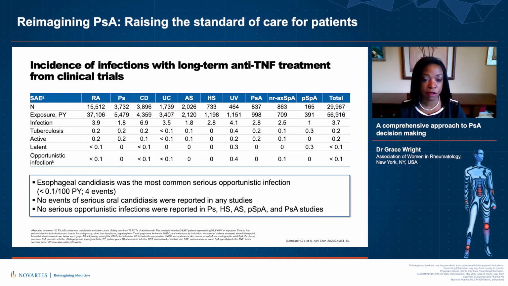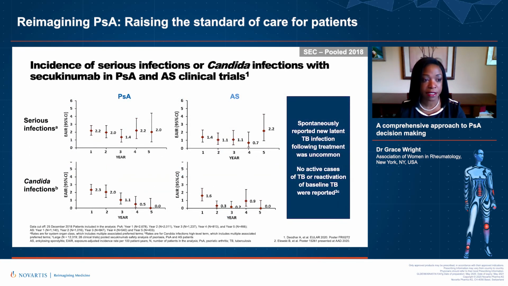Tuberculosis comes in at anywhere from 0 to 0.4, and the overall infection rate varies across these different disease states, with the highest being seen in Crohn's disease, and really in the inflammatory arthritis, anything going up to just under 3%. And in fact, esophageal candidiasis was the most common serious opportunistic infection, and of note, no events of serious oral candidiasis were reported in any study, and no serious opportunistic infections were reported in psoriasis, hidradenitis suppurativa, ankylosing spondylitis, peripheral SPA, and psoriatic arthritis studies.